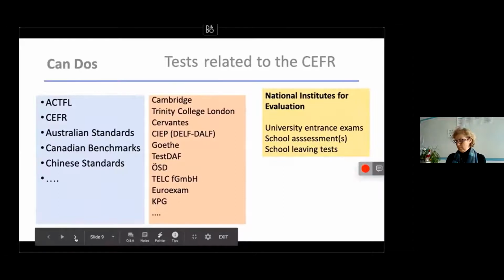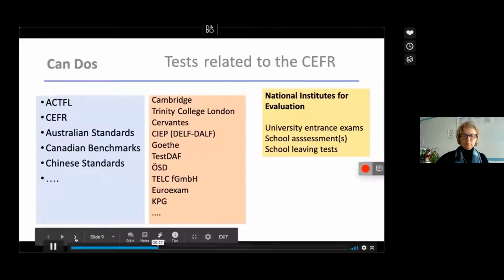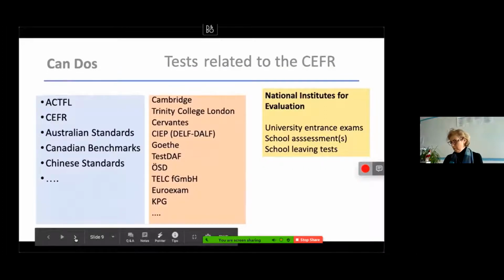So, having talked about standards, it is necessary to talk about what exam organizations abide by those standards, use them, and provide stakeholders with exams, normally high stakes exams. And in the sort of orangey box in the center of my slide, you'll find institutions like Cambridge, Trinity College, Cervantes, Goethe, KPG is from Greece, Euroexam is from Hungary. So all throughout Europe, institutions have been developing exams related to the CFR, can-dos, and levels.